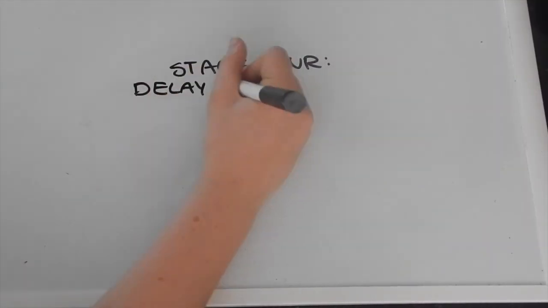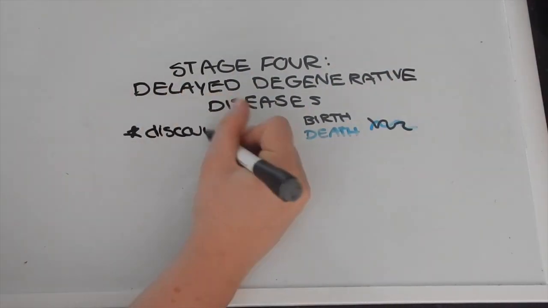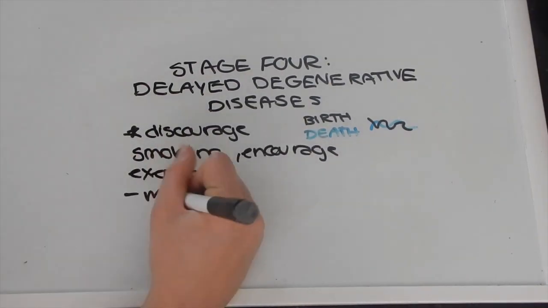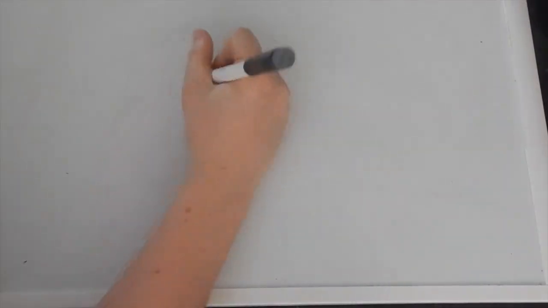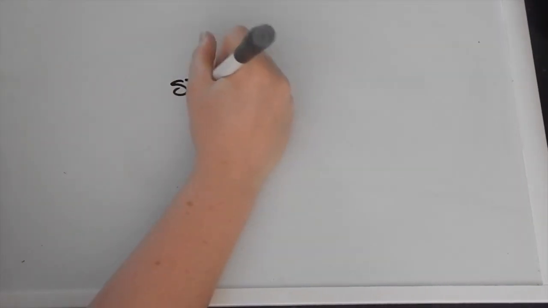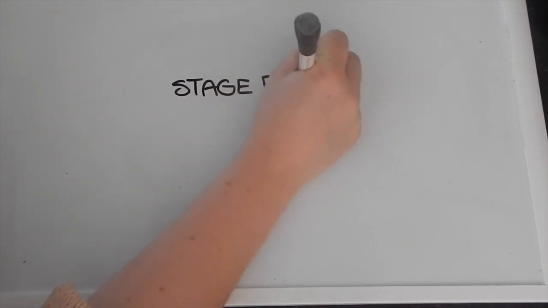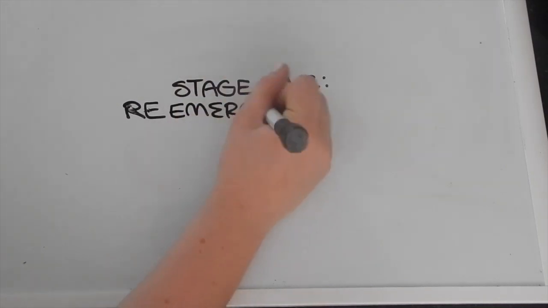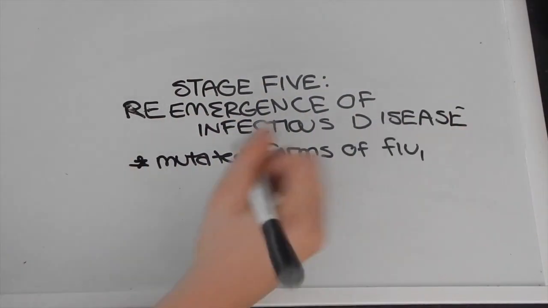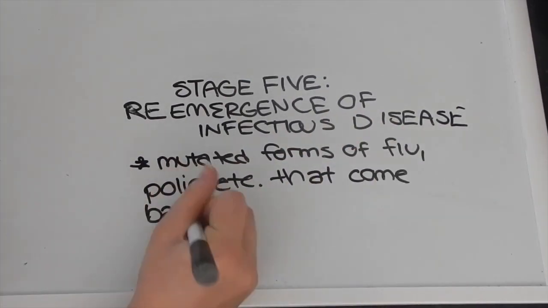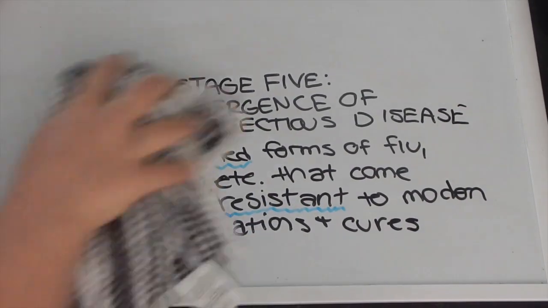In stage 4 of the ETM model, the degenerative diseases that appear in stage 3 begin to occur later in life. Efforts are made to encourage activities that will delay these degenerative diseases. Medical advances are also made to cure or prevent the effects of these degenerative diseases. After overcoming the degenerative diseases in stages 3 and 4, countries will now enter stage 5 of the ETM model, in which infectious diseases from stages 1 and 2 re-emerge in mutated forms.